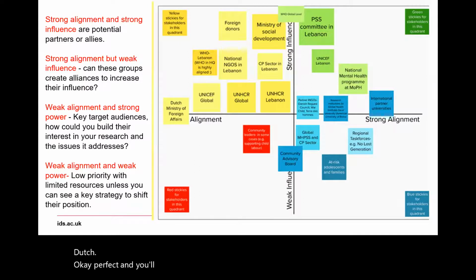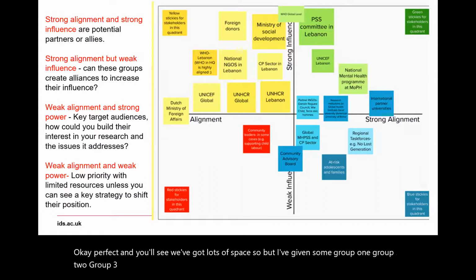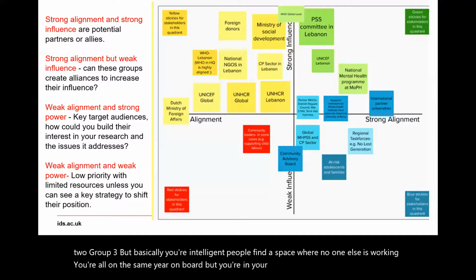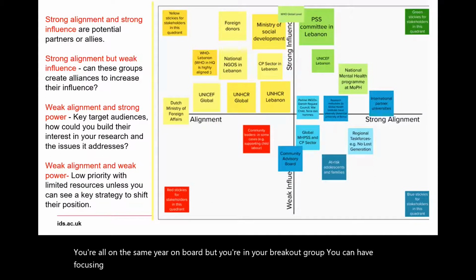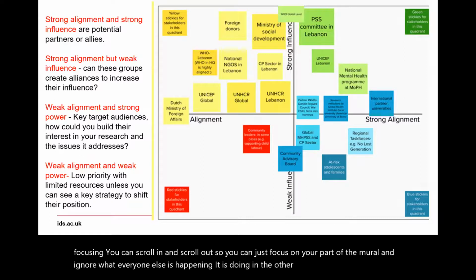I've given sort of group 1, group 2, group 3. But basically, you're intelligent people. Find a space where no one else is working. You're all on the same mural board, but you're in your breakout group. You can scroll in and scroll out, so you can just focus on your part of the mural and ignore what everyone else is doing in the other groups. Or you can go and have a sneaky look.